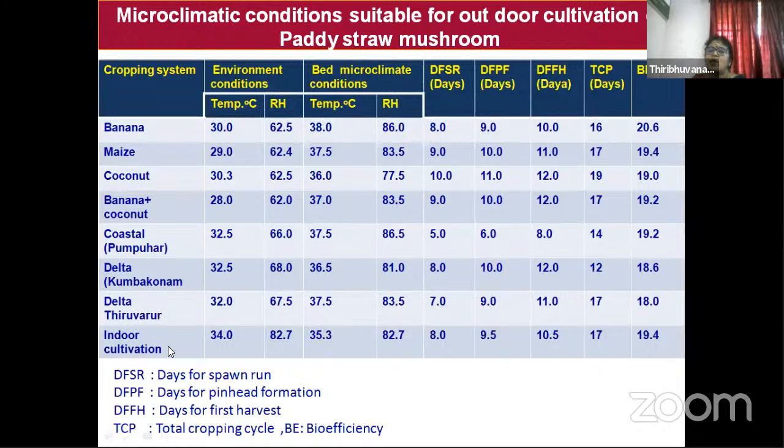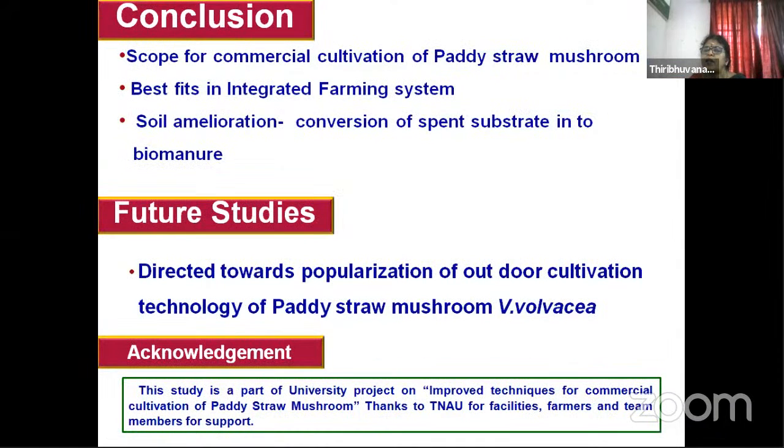Overall, I can say that whatever be the cropping system, whether it is cultivated outdoor in the coastal ecosystem, we can see that the environmental conditions are like this. But here the bed microclimate temperature is increased, which is more conducive, like the indoor cultivation temperature. So like our indoor cultivation itself, we are able to achieve the bioefficiency of around 18 to 20.6%, but here no cost is involved. So the farmers are able to convert the naturally available resources at less cost into mushrooms.